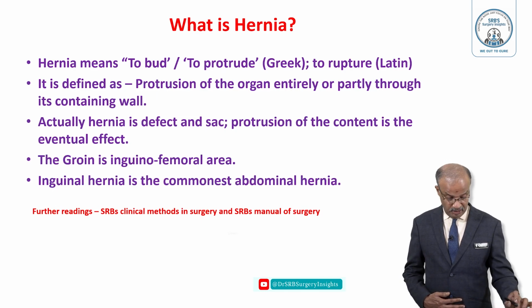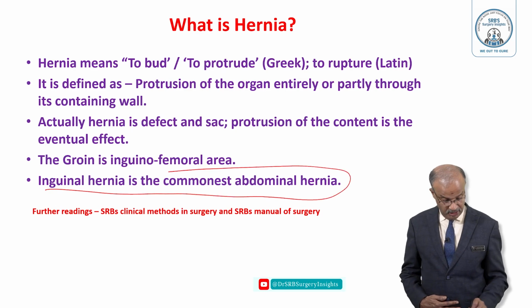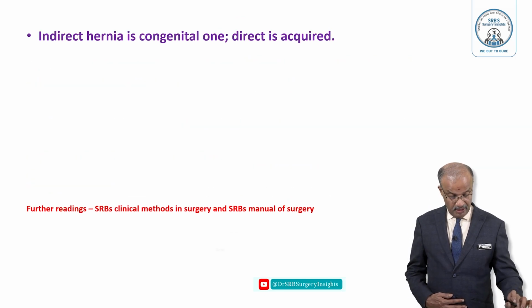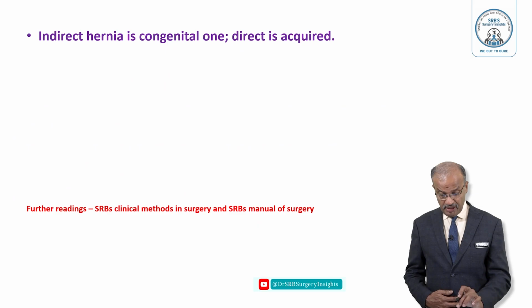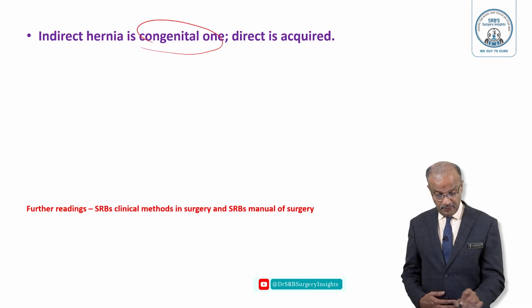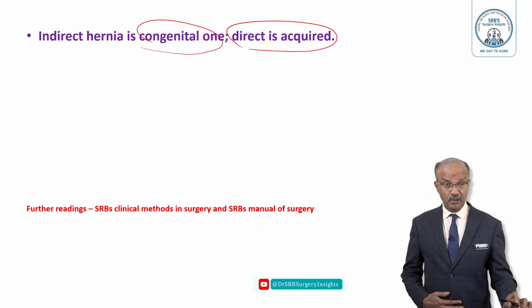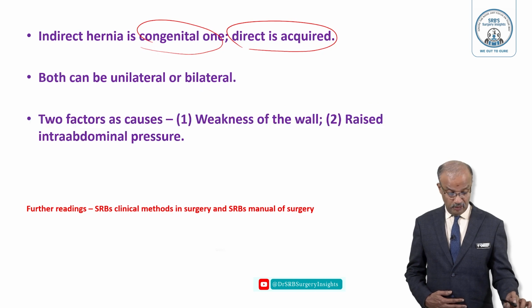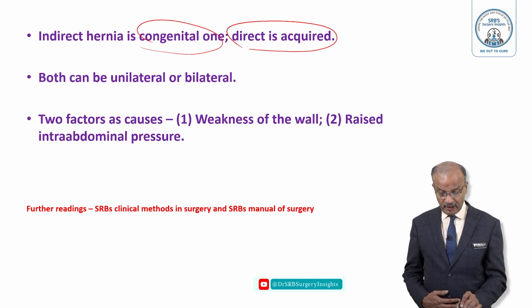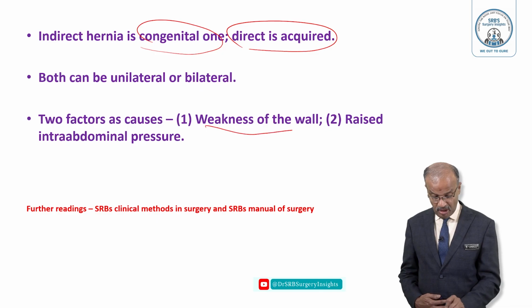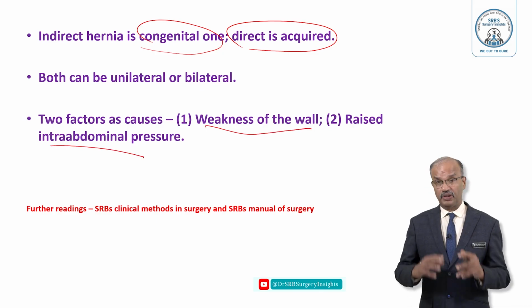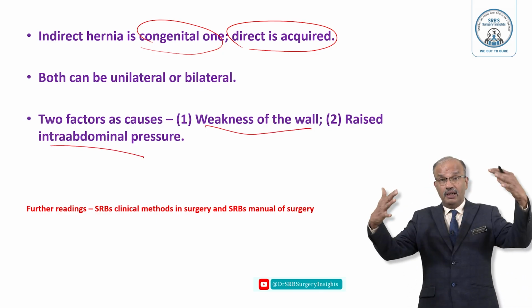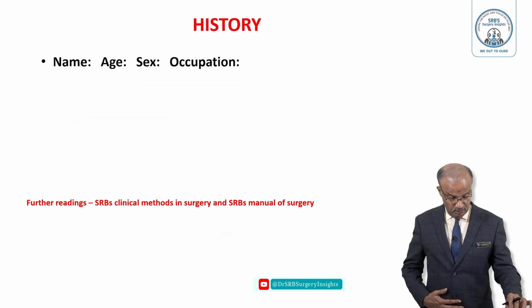Groin is the inguinal femoral area. Inguinal hernia is the commonest abdominal hernia, this is the point which you have to remember. Indirect hernia is congenital, direct is acquired. All of you know that, but it's better to recap, don't get confused, especially UGs. It can be unilateral or bilateral. Two important factors: weakness of the wall and raised intraabdominal pressure. These are the two things which you have to remember always.